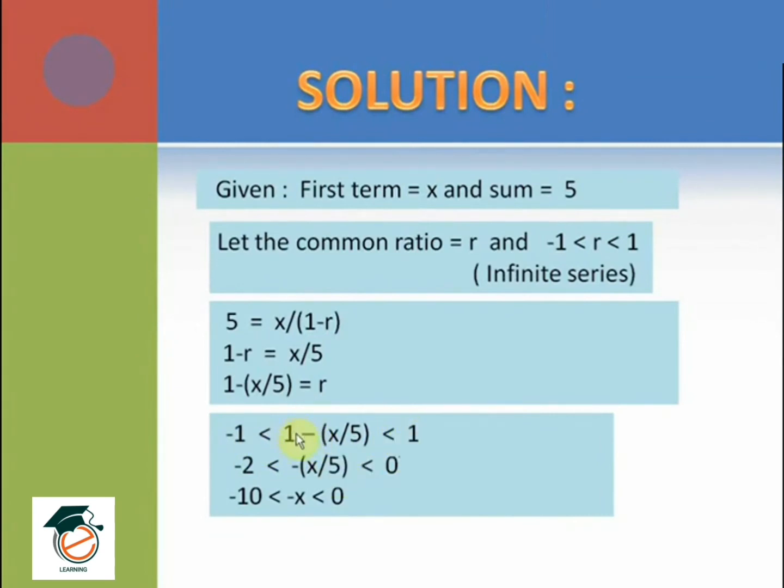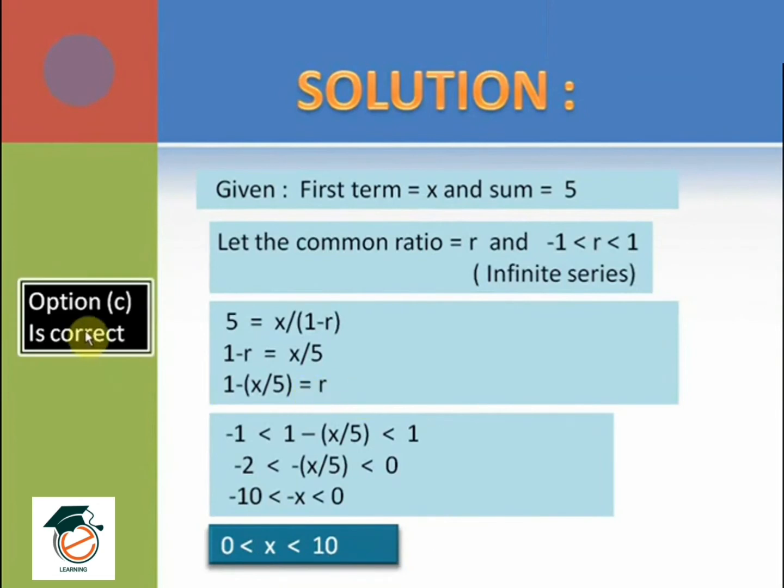We take 1 to this side and 1 to this side of the inequality to get minus x by 5 greater than minus 2 and less than 0. We multiply this inequality by 5 to get minus x greater than minus 10 and minus x less than 0. Further, this could be written as x is greater than 0 and less than 10. And so we can say that option C is correct.